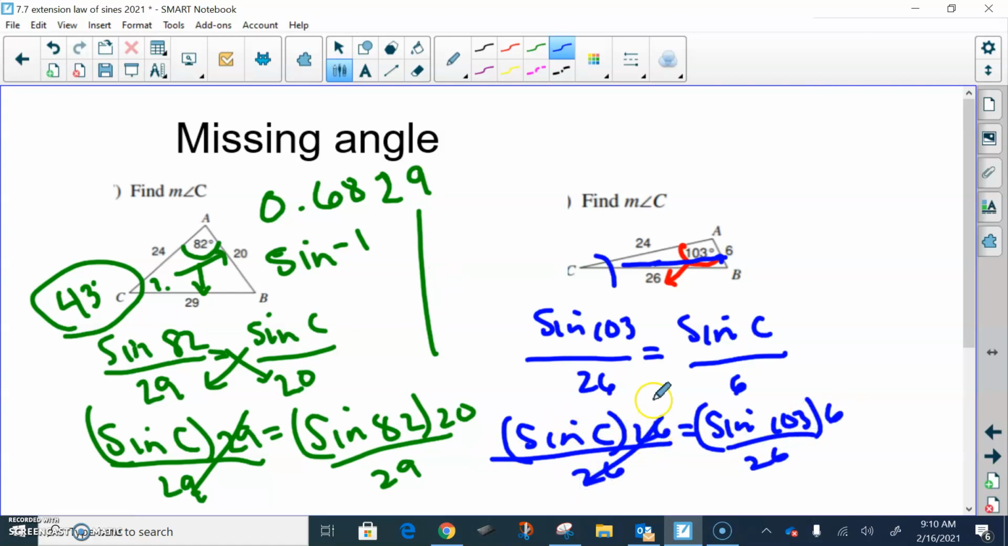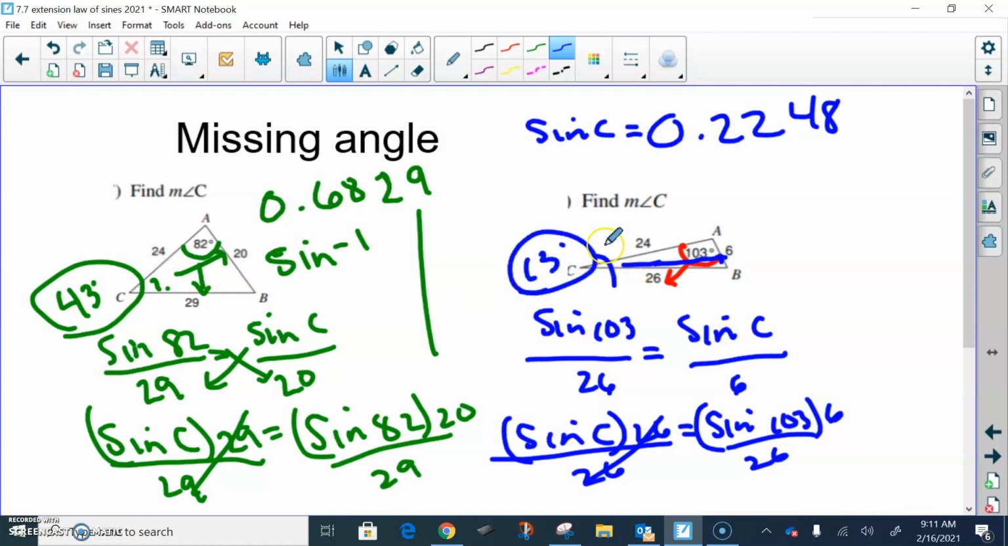Boom. Here we go. So I know that sine of angle C is, I'm going to take sine of 103 times 6 divided by 26, and I get 0.2248. And now I'm going to go inverse sine because we're looking for an angle. Second sine 0.2248. And it tells me my missing angle is 13 degrees, which seems reasonable. It's an acute angle. There's one more thing we have to talk about.